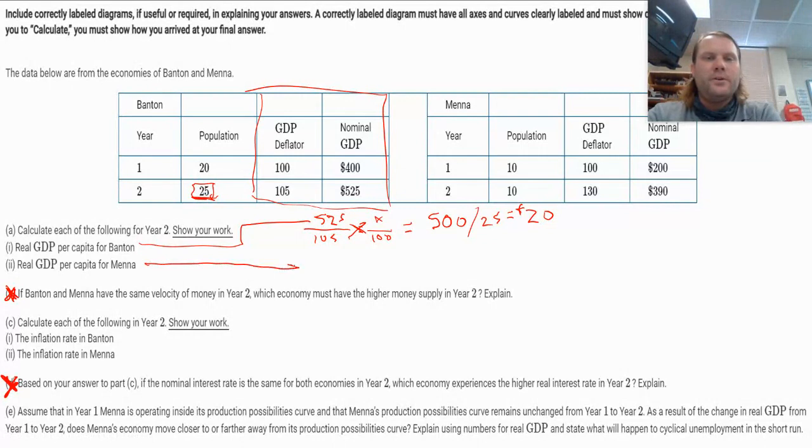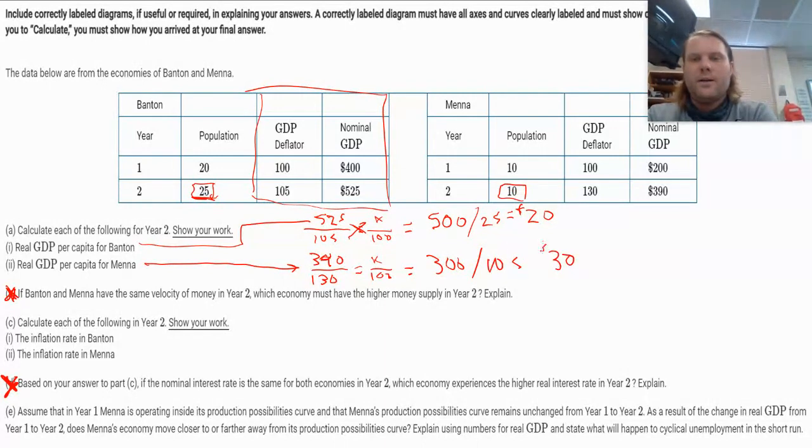For the per capita for MENA, you're doing the same thing, obviously with different numbers. You've got 390 over 130 is equal to X over 100. That's going to equal 300. Divide that by 10. That's going to equal $30. Okay. So that's the number for that. For the inflation rate, we already have that figured out. The inflation rate in each country is right here. Inflation rate in Banton is going to be obviously 5 divided by 100. That's 5%. 30 divided by 100 equals 30%. So we have that.